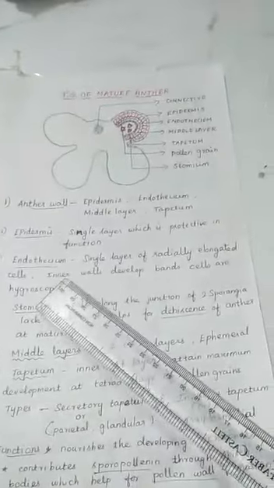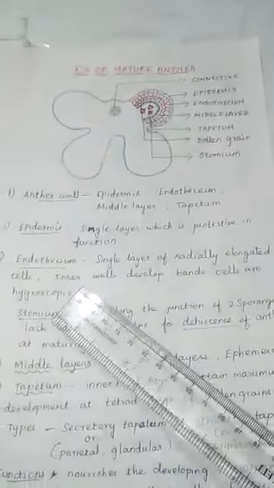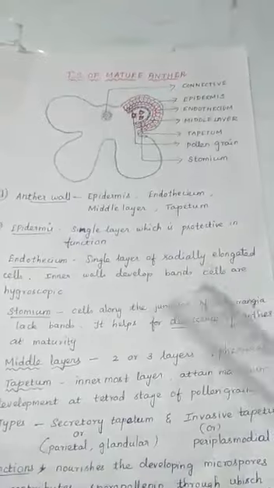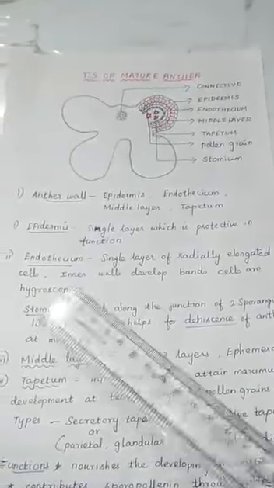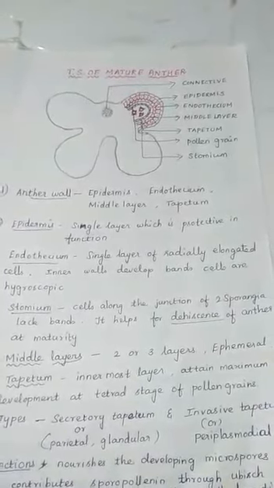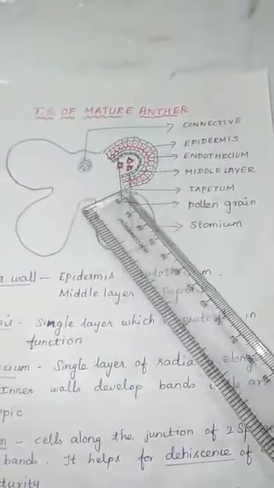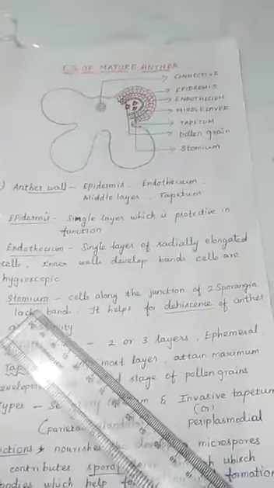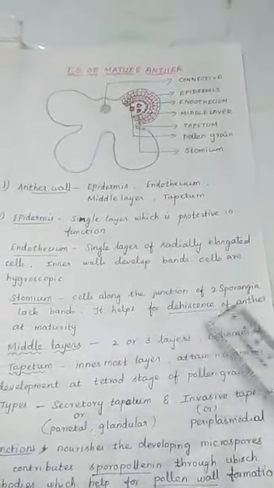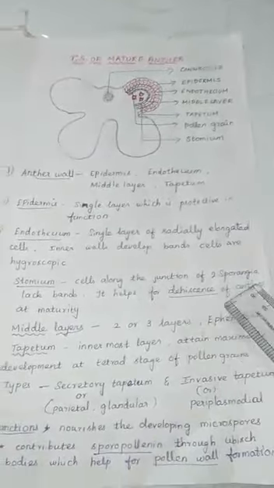Second one, endothecium. It is also a single layer of elongated cells. Here, the inner walls develop some bands. Then the cells are hygroscopic in nature. In some plants, those band-like thickenings are absent, and even at the junction of two sporangia the thickenings are absent. This is called stomium. It is helping for dehiscence of the anther at maturity. Dehiscence is nothing other than releasing of the anther.